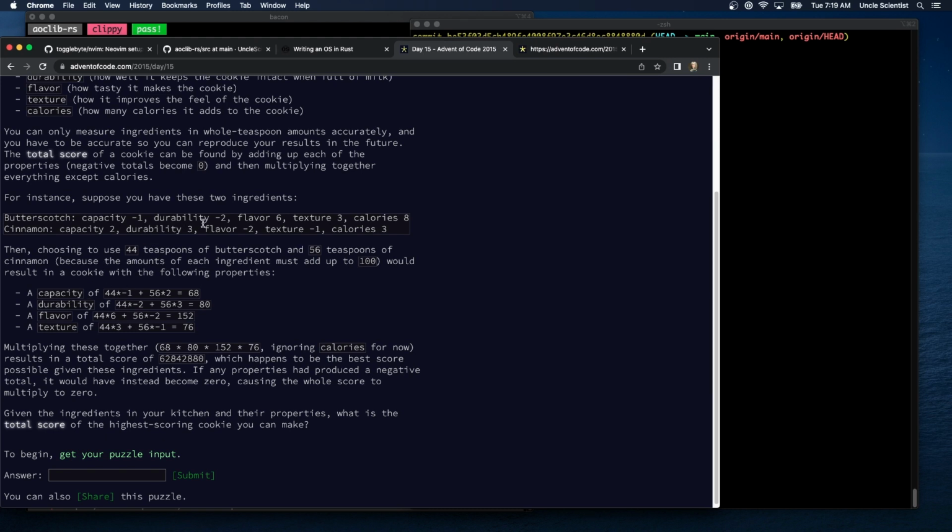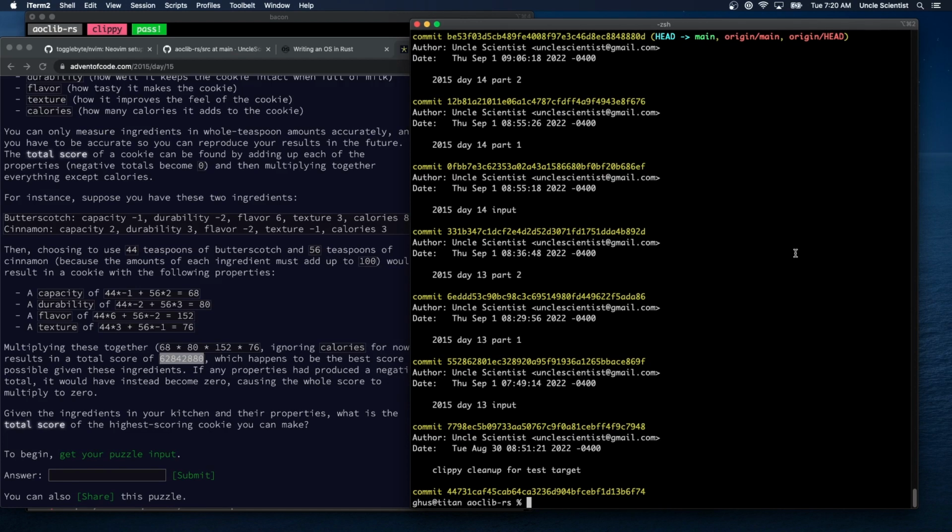And we just have to calculate for each ingredient, we're going to measure what? So we're just going to multiply these 4 things together, ignoring calories for now, right? It results in a total score of whatever this is, which happens to be the best score possible given these ingredients. If any properties had produced a negative total, it would instead become 0, causing the whole score to multiply to 0. Given the ingredients in your kitchen and their properties, what's the total score? Right. Okay. I'm not sure how I should begin here.